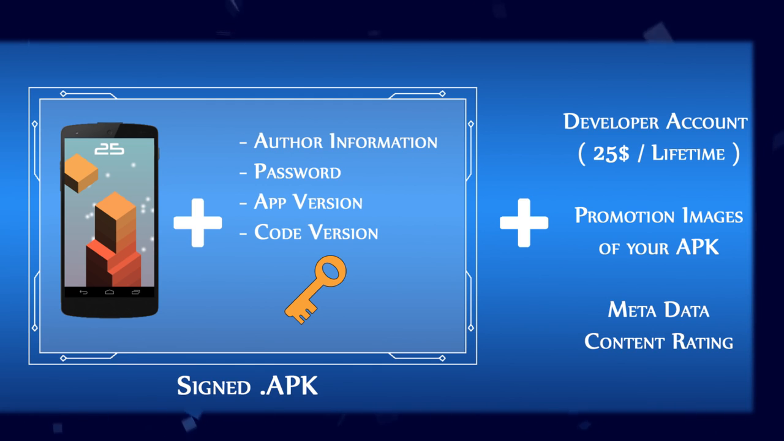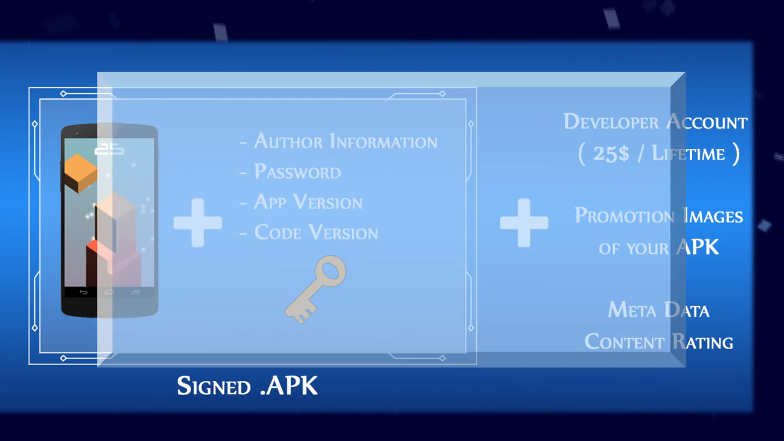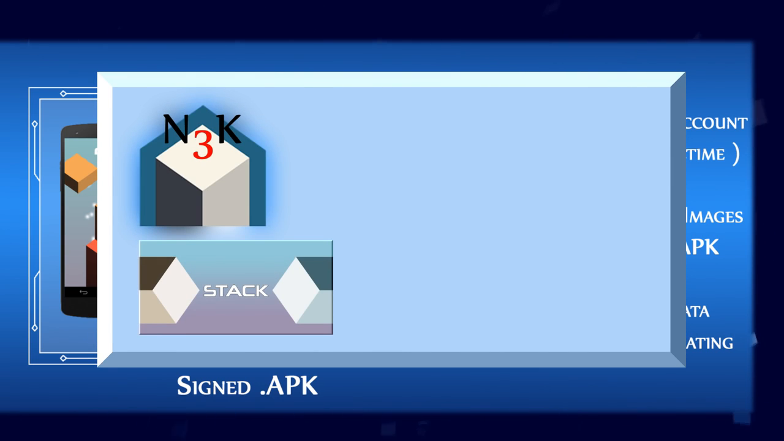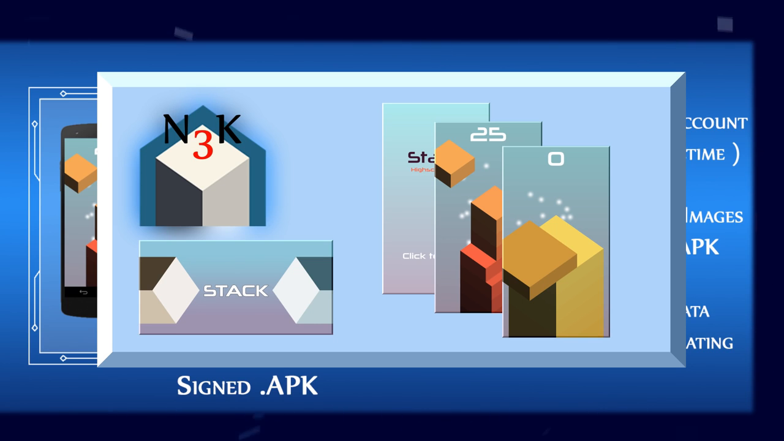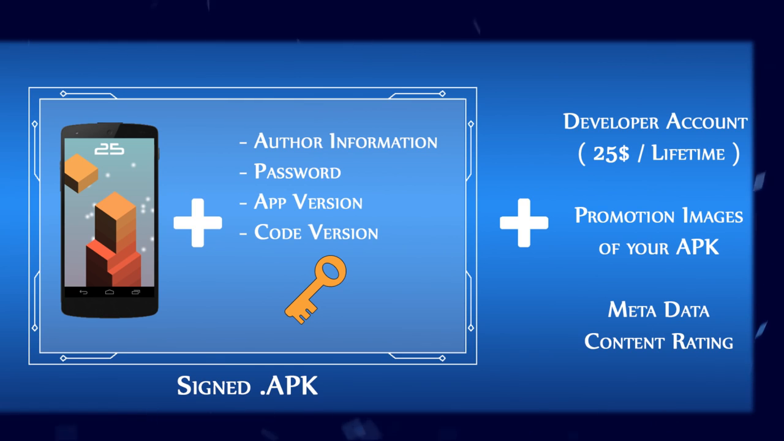So you've got your signed APK and your developer account, now you will need some promotion images for your game. The minimum you must provide is a single high-resolution icon, a banner, and 3 screenshots of in-game action. Of course, the more you provide, the better your landing page will look. And if you're building this for tablet as well, I really recommend that you add some promotion images for these, else you won't show up in their search results.